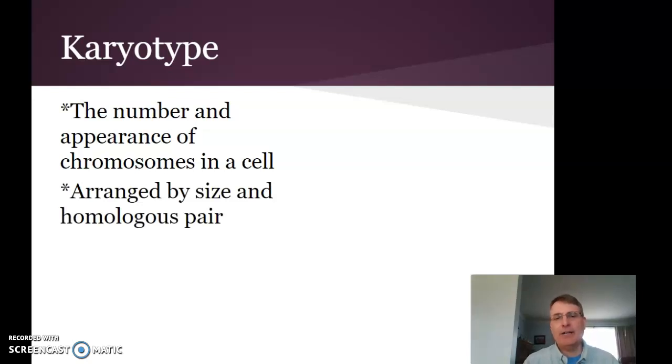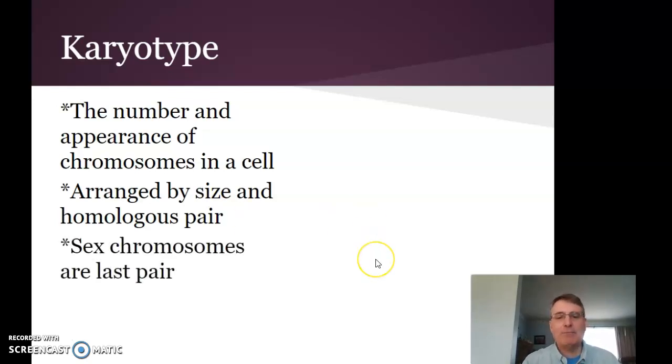A karyotype is basically a picture of all of your chromosomes in your cells, arranged by size and their homologous pair. They look at how many chromosomes there are, whether they have all the right genes on them, and how they compare with the other ones. Your mom's chromosome and your dad's chromosome will both be in there if you were to do a karyotype of yourself. The last pair is set up as the sex chromosomes, so a karyotype will tell us what sex the child will be.